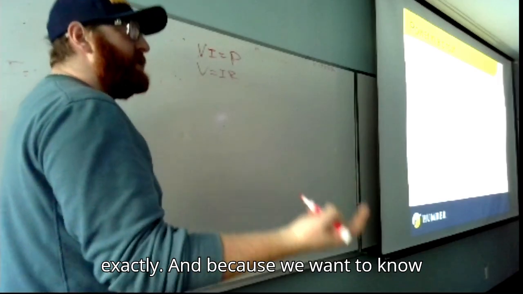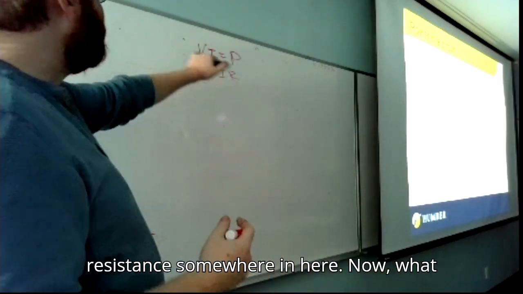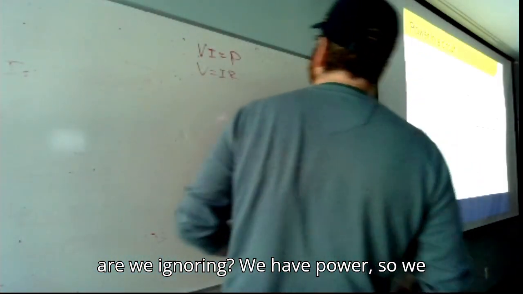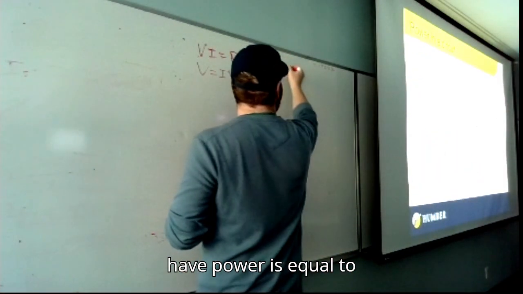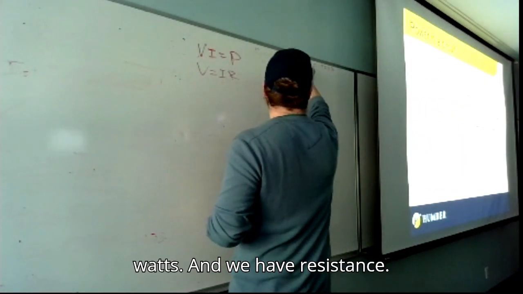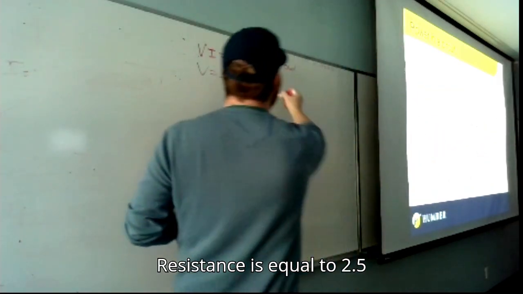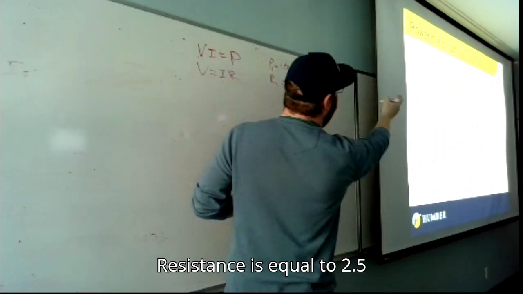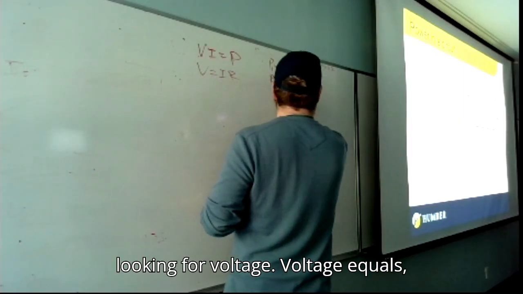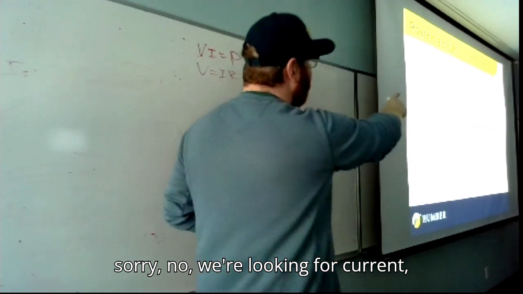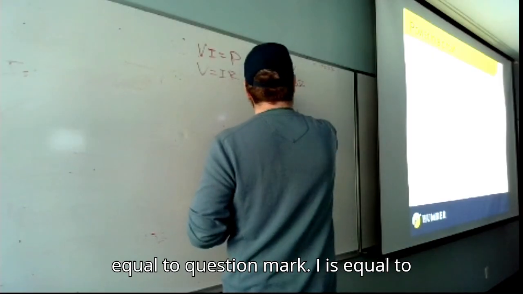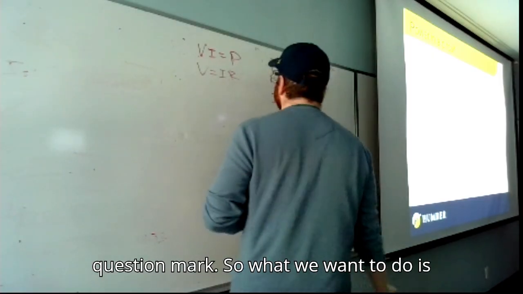And because we want to know about resistance, we need to have resistance somewhere in here. Now, what are we ignoring? We have power, so we have power is equal to 10 watts, and we have resistance. Resistance is equal to 2.5 ohms. And we're looking for voltage. Voltage equals, we're looking for current, right? Because then we can solve everything within there. So current is equal to question mark. I is equal to question mark.